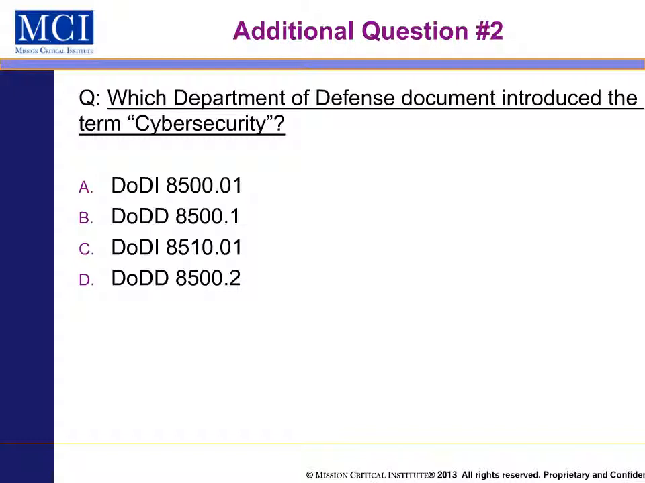Now, 8510.01 is the Risk Management Framework for Department of Defense Information Technology. It's essentially a standards or an implementation type document, and it describes how to implement the policies defined in DoDI 8500.01, and guess what? The title of DoDI 8500.01 just happens to be, yes, you guessed it, cybersecurity. So the answer in this case is going to be cybersecurity. Or, if you like, answer A.